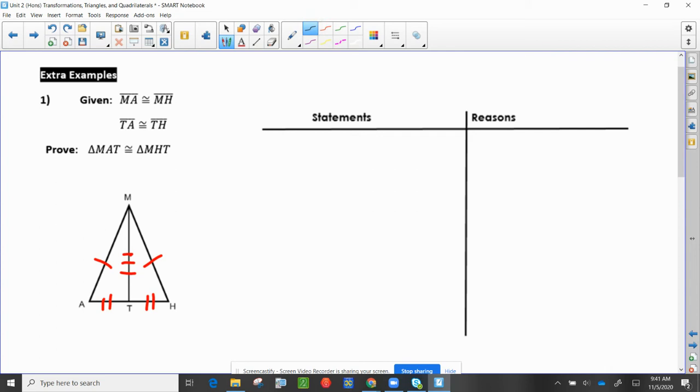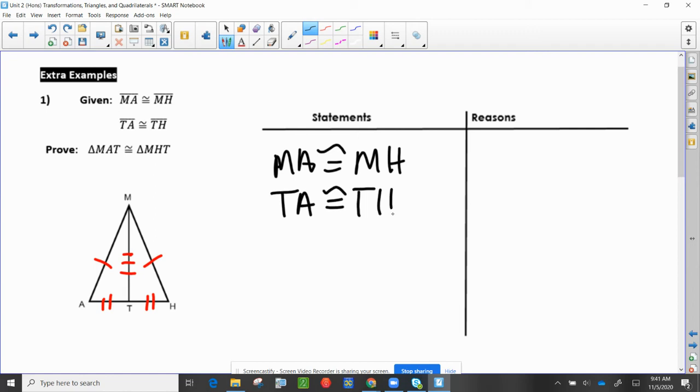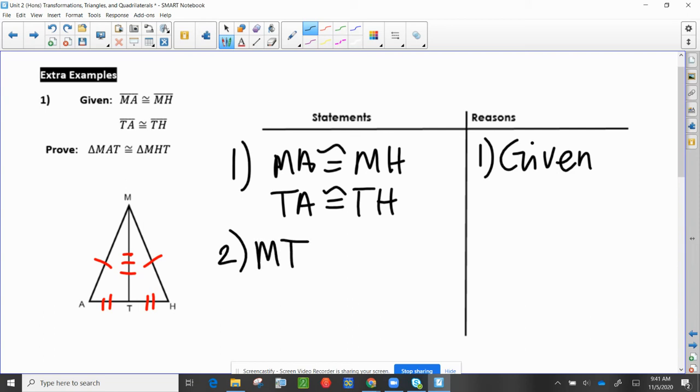Okay, well, let's start. Let's write our givens. So we had MA congruent to MH. We also had that TA was congruent to TH, and that it was given. Okay, number 2, I know that MT is congruent to itself, and we know that because of the reflexive property.